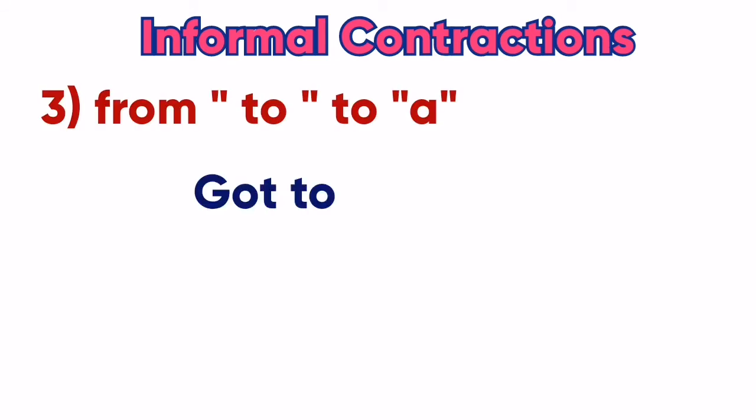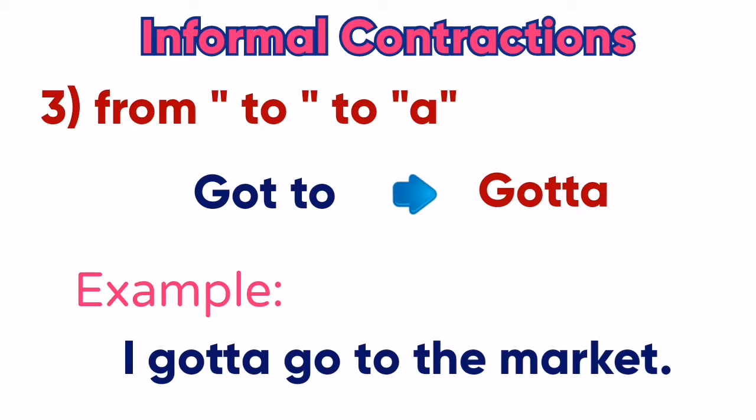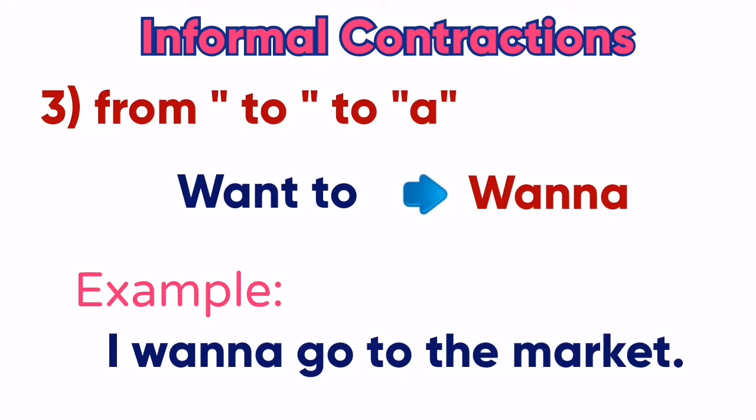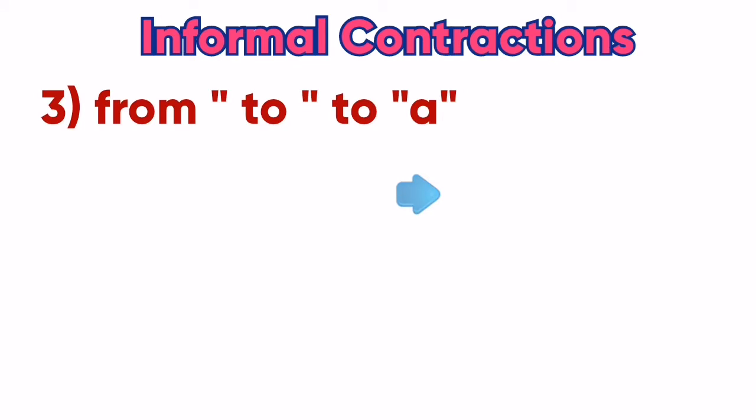From "to" to "a". Got to will be gotta. In a sentence you can say, I gotta go to the market. Want to will be wanna. In a sentence you can say, I wanna go to the market.